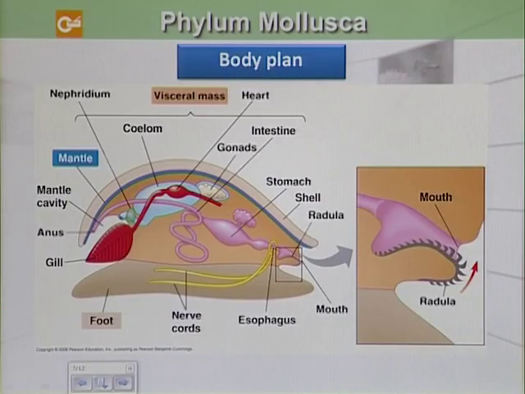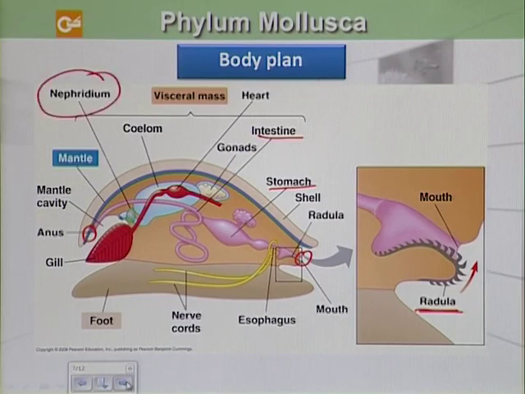The mouth of certain mollusks consists of a tongue-like structure which is called a radula, and it is actually used for feeding. The other body parts consist of a digestive system which is made up of a gut. This gut has two openings, one is the mouth and the other one is the anus. It consists of different parts like the stomach and intestine, as we can see here, and then there is the excretory system which is composed of nephridium.